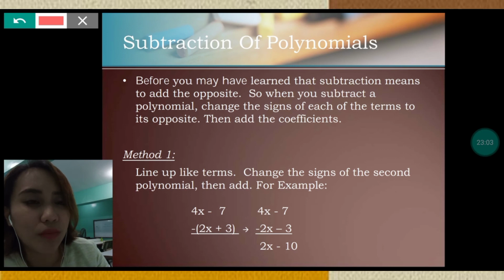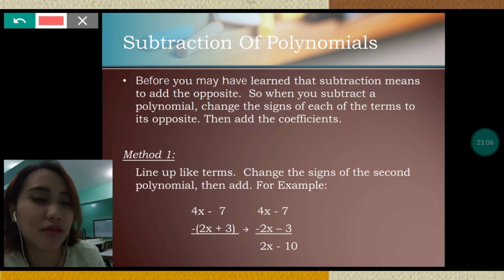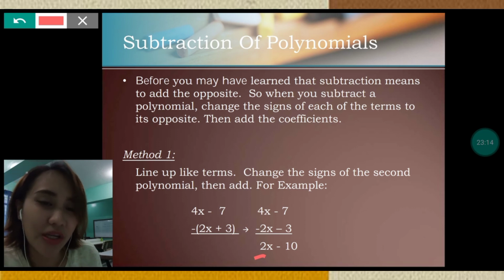So 4x plus negative 2x, or 4x minus 2x, is simply 2x. And negative 7 plus negative 3, since both are negative numbers, we simply add, then copy the sign, so that gives us negative 10.